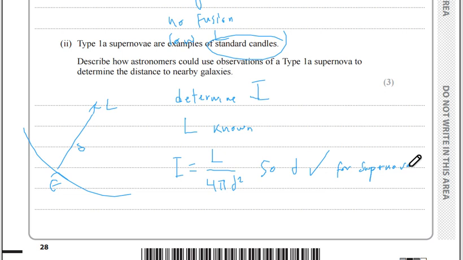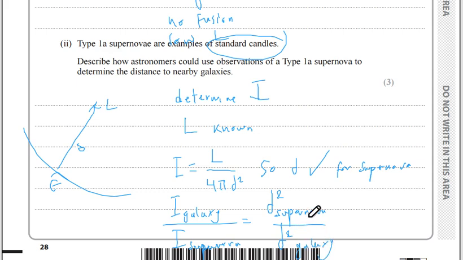And if D is known for a supernova in any galaxy, the intensity ratio of supernova, from the relation, is equal to D squared supernova over D squared galaxy. So if we know D for supernova, and we certainly measure this and this, we can simply get the distance of the galaxy.